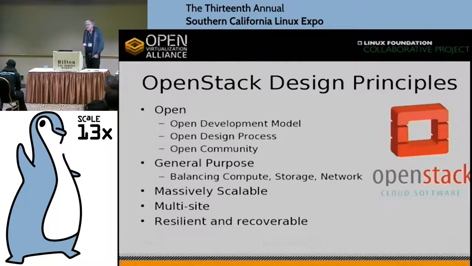There's a principle of things being massively scalable, so being designed for thousands and tens of thousands of nodes and going beyond that. And a principle of it being multi-site, resilient and recoverable. So, for example, in the storage capability, in the Swift object storage, data is replicated 3 times by default. And that means that if one copy goes, you've still got 2, so you can reconstruct the one that's gone, and you haven't lost that resilience whilst you're reconstructing it. So a principle of very high levels of resilience.